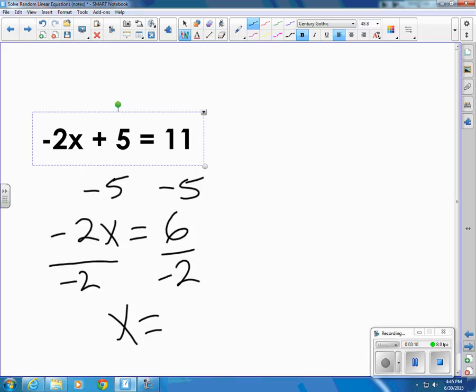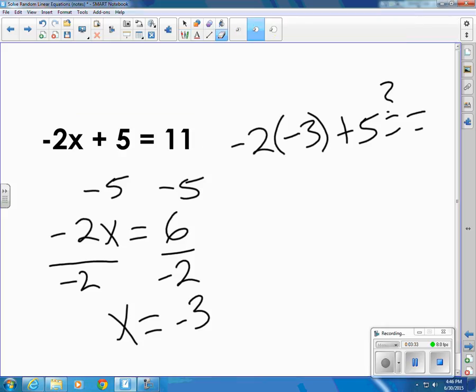1 times x is x. 6 divided by 2 is 3, but 6 divided by negative 2 is negative 3. Well, let's plug that into the original equation and see if it really works. Negative 2, if I think x is a negative 3, plus 5, is that equal to, question mark, 11. Oops. Negative 2 times negative 3 is 6. Yep, that's 11.